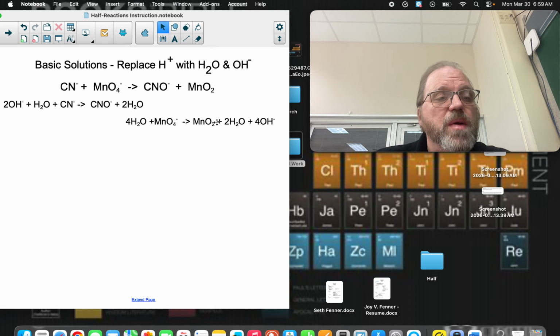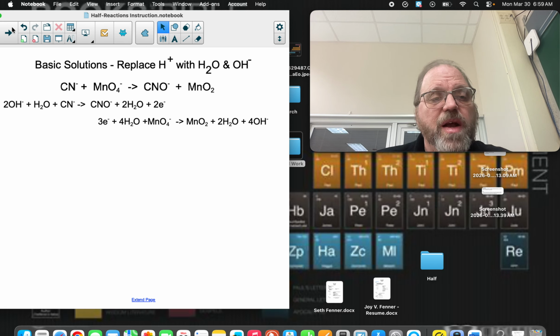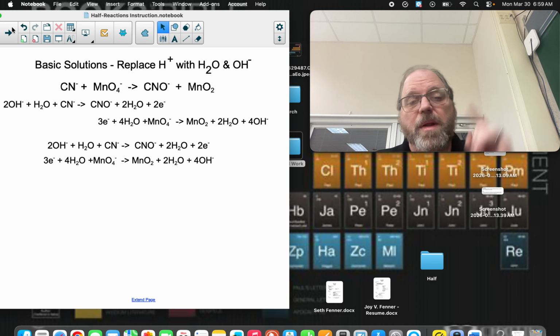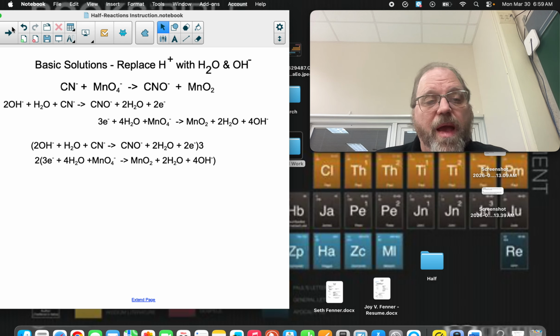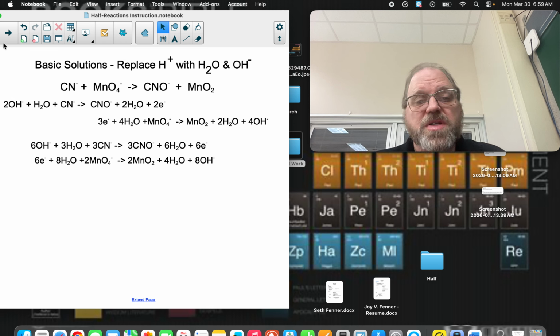Now, -2 plus 1 is -3, -1. So I add 2 electrons over there. -1, -4. So I'm going to add 3 electrons over here, put them underneath each other. I'm going to multiply the top one by 3 and the bottom one by 2. When we do, we get that reaction there. Now, what crosses out? The electrons cross out first on both sides.